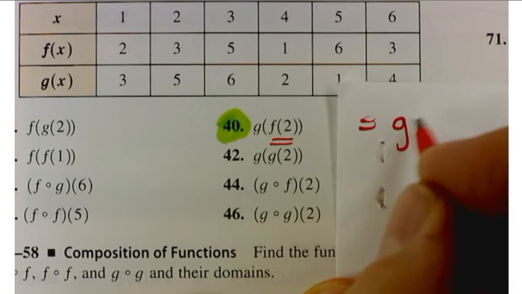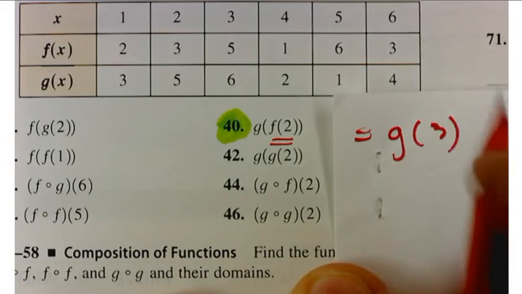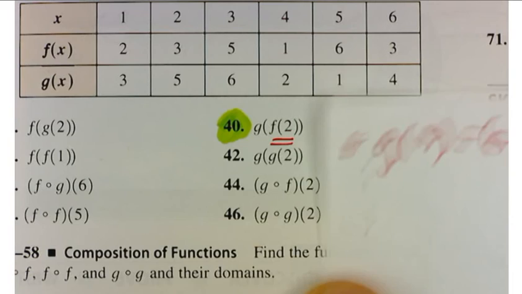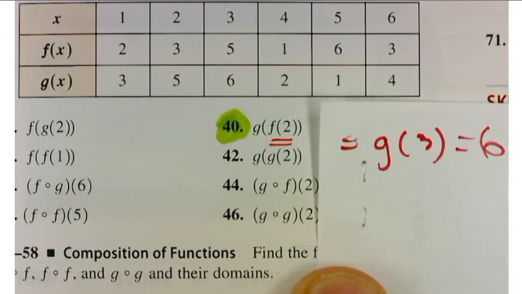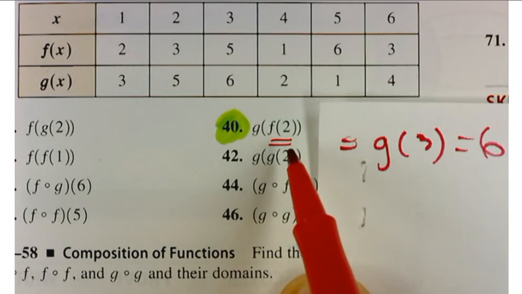So again, kind of a quick problem there for us. Same kind of thing though. Figuring out based on the input what the output is for f. The output was 3. 3 becomes the input for g. The output is 6. G of 3 is 6.